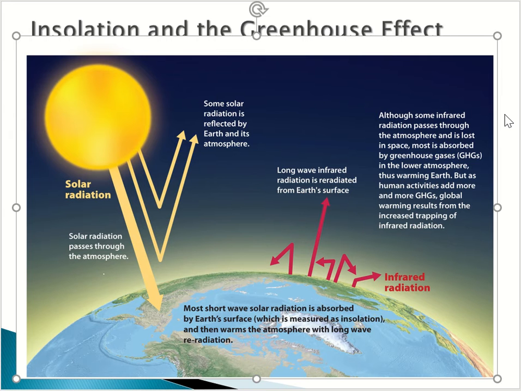Now, depending on the composition of the atmosphere, specifically CO2, but also methane, certain molecules will absorb and emit light differently than others. And these are the greenhouse gases. So the more of those molecules there are in the atmosphere, the greater the heat retention potential of the atmosphere will be.